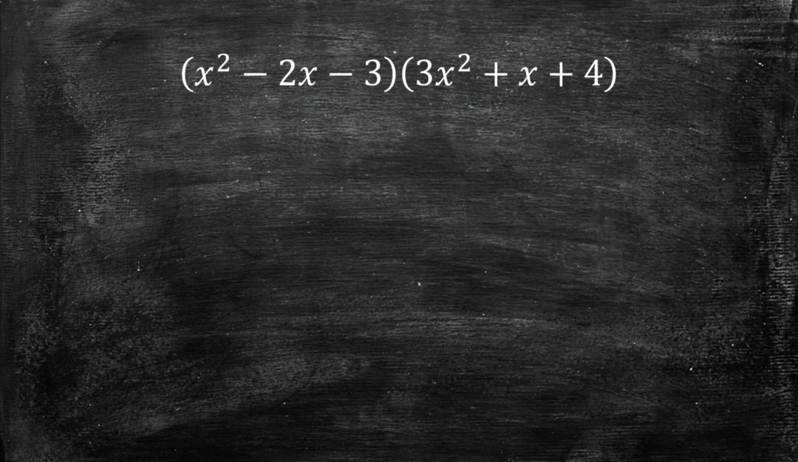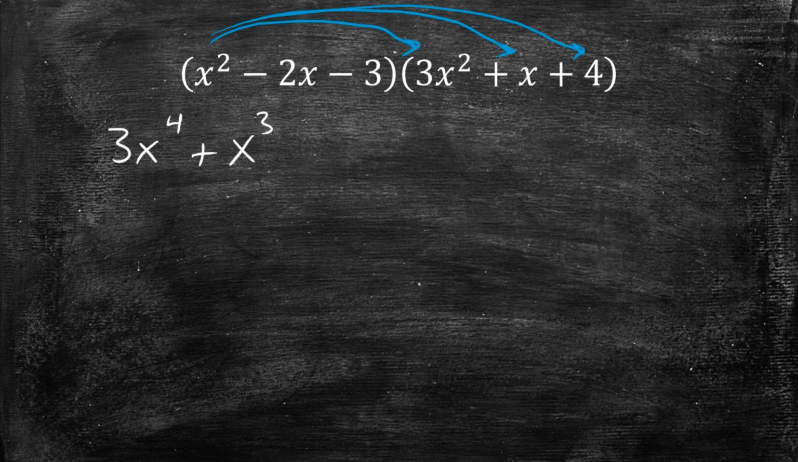Example number 5. In this one, we have two trinomials being multiplied to each other. And pretty much it's the same exact process. That's why I picked this example here. No matter how large they are, if you have two polynomials being multiplied to each other, it's the same exact process. So let's first begin by multiplying the x squared into everything in here. And when we do that, we get 3x to the 4th power plus x to the 3rd plus 4x squared.